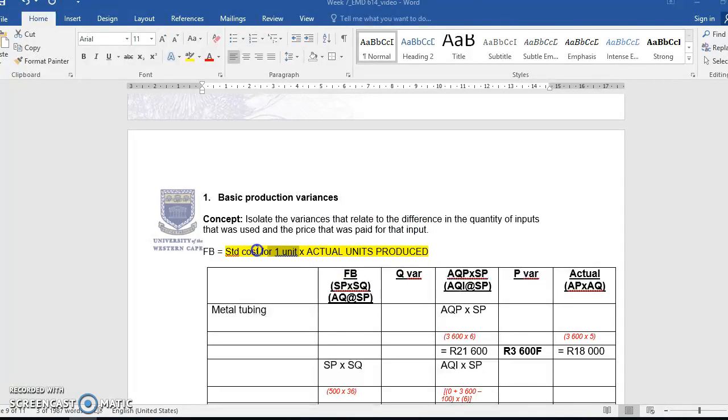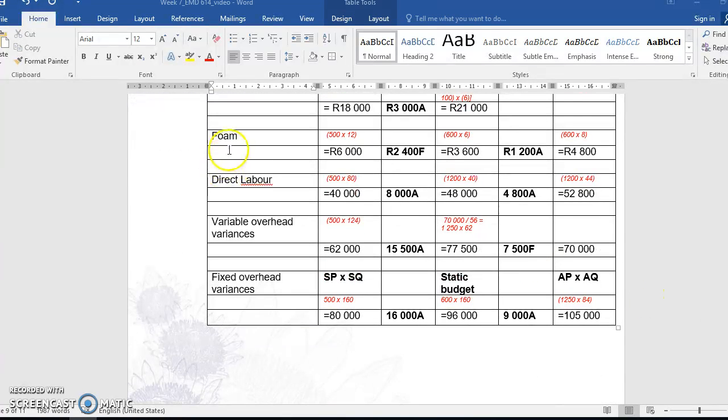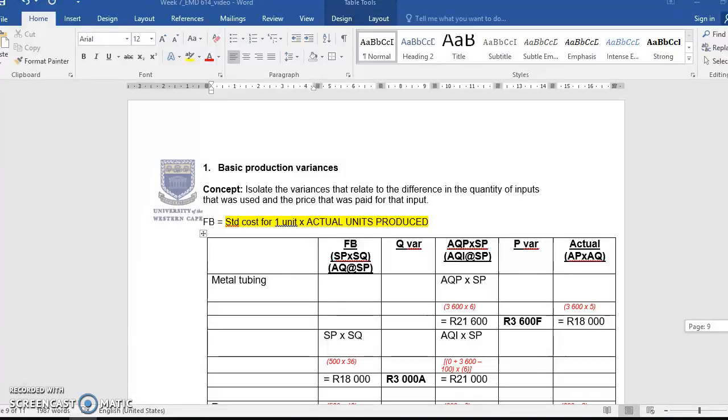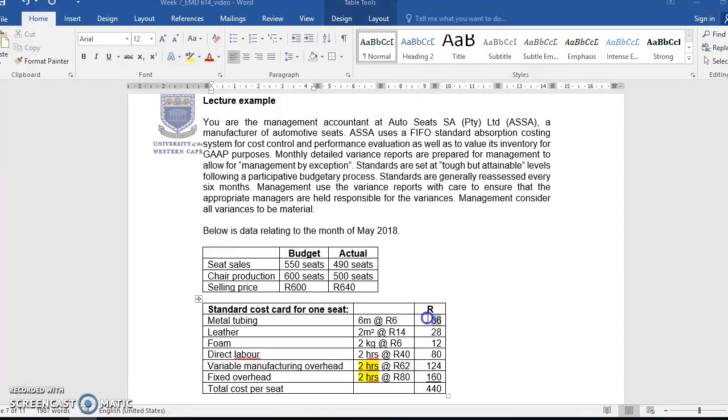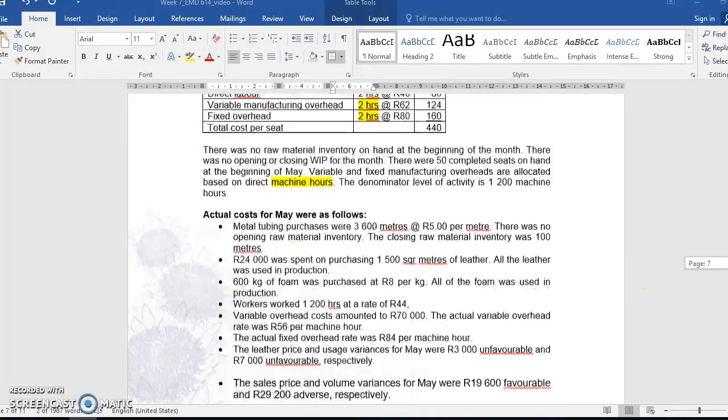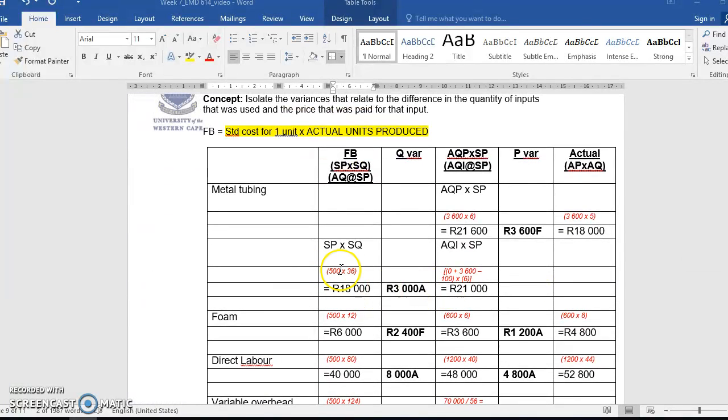However, the standard cost per unit will differ, because metal tubing's standard cost per unit differs from foam's, which differs from direct labor. You get the picture. So for metal tubing, what's the standard cost per unit? If we go to the table that's given to us, metal tubing standard cost is 36 Rand for 1 unit. So all I do is take the 36 Rand multiplied by actual units produced of 500, and 500 times 36 is 18,000. So now I have 18,000 there, I have 21,000 there. The difference between 18 and 21 is 3.